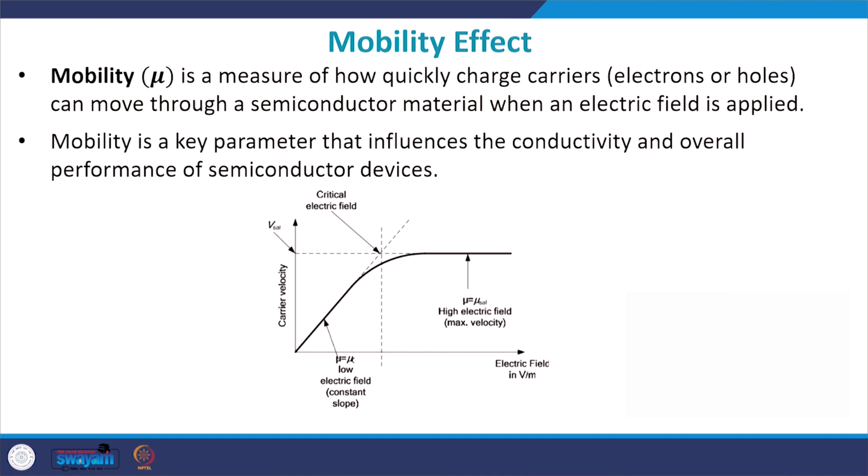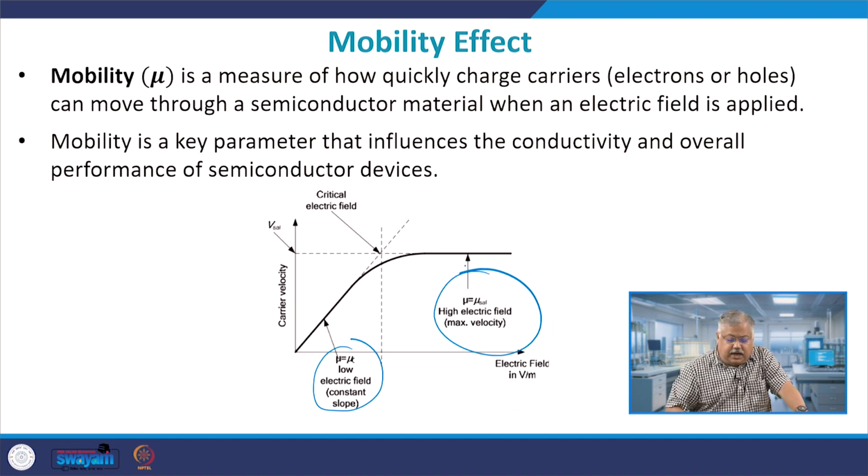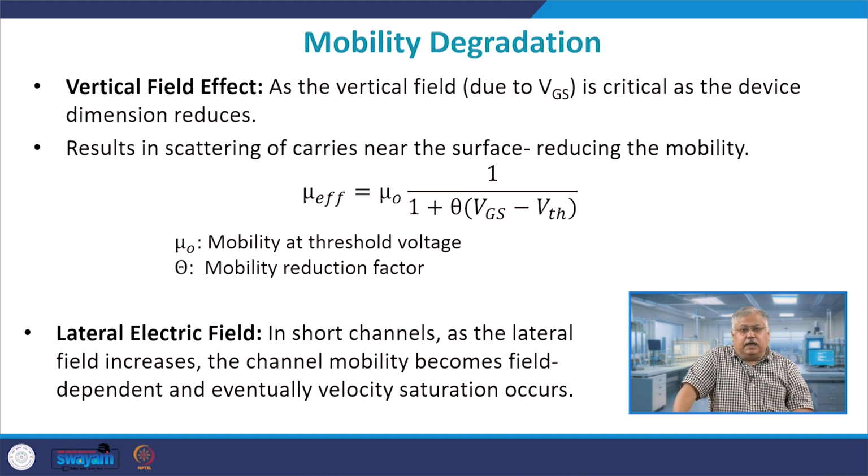We have already learned the mobility effect, and basically the definition of mobility is the measure of how quickly the charge carriers can move through a semiconductor when an electric field is applied, and therefore, we already know its value. This is where we define the low field mobility, a constant slope, and this is where we define the high electric field. So, we are plotting carrier velocity with respect to electric field. If you see the crossover here, this part is my critical electric field, which is my EC, correct. So, these are the basic things which we have already done in this course as mobility effect. Let us come to the mobility degradation.